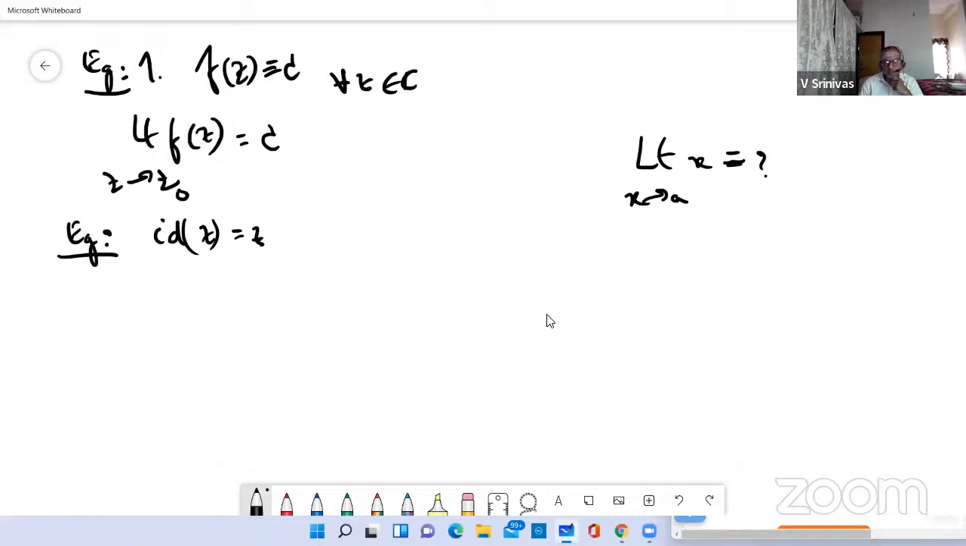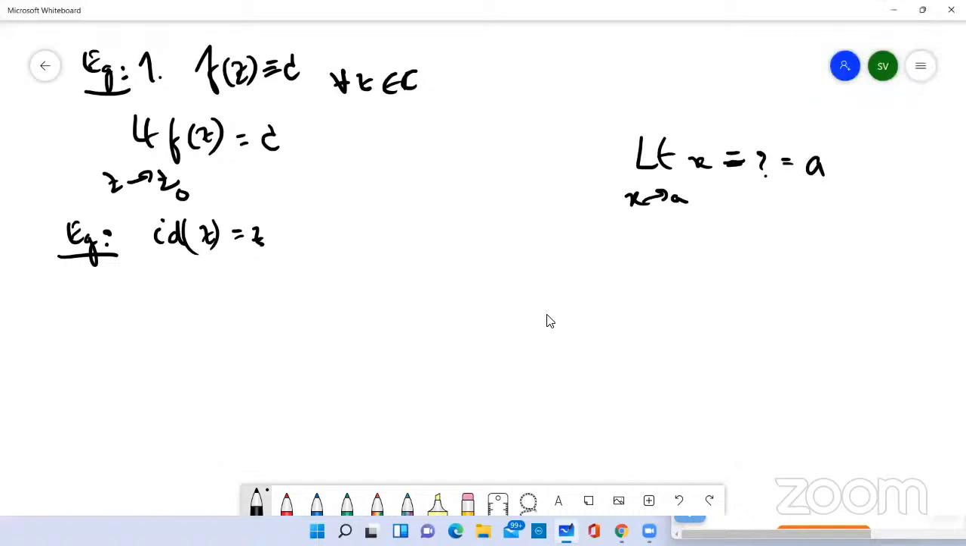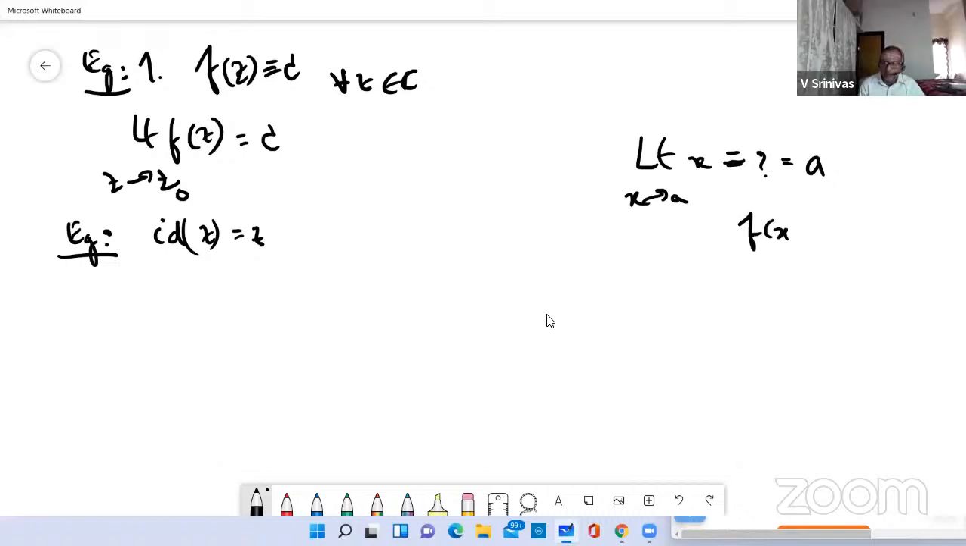What is the limit of x as x goes to a? It is a itself. x is going to a, and x also goes to a. This is the identity function, f of x is x. It is the identity of x.